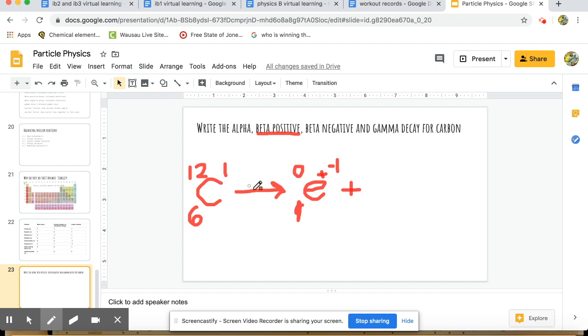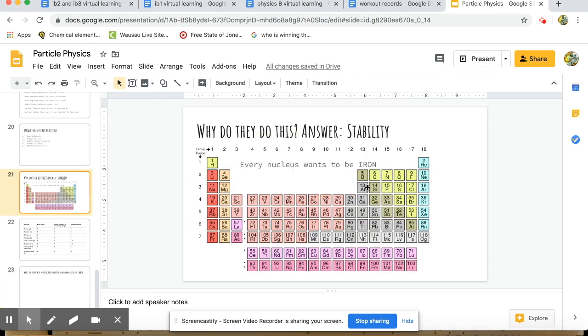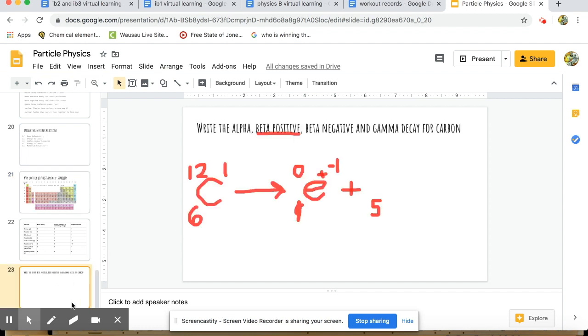Obviously, this is not balanced. What I like to do first is balance the charges, or the mass. It doesn't matter. Let's do the charge first. 6 equals 1 plus what? Well, 5 would make that balanced. What I could do now is go back to my periodic table and figure out what is 5. Well, 5 is boron. So this automatically makes this element boron.